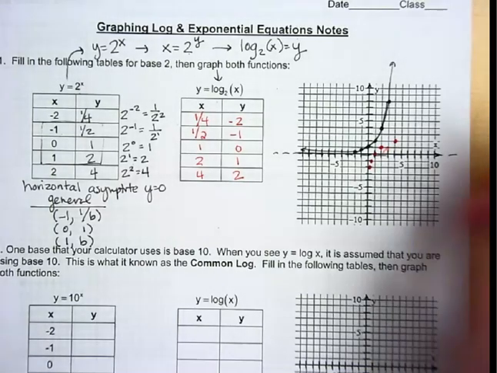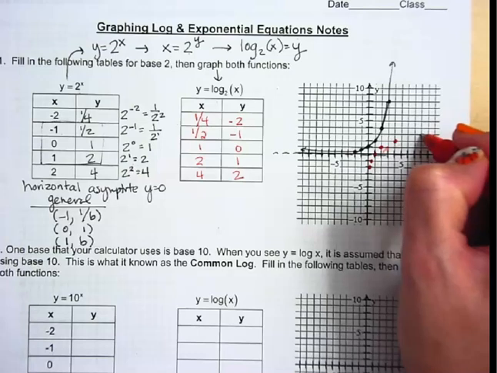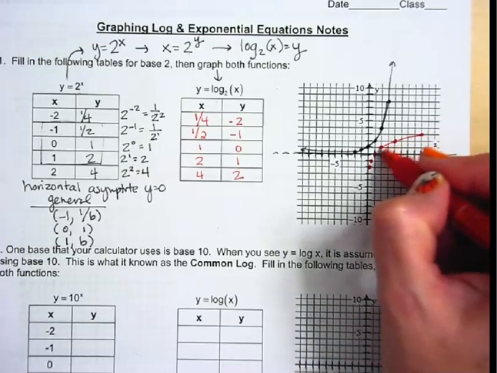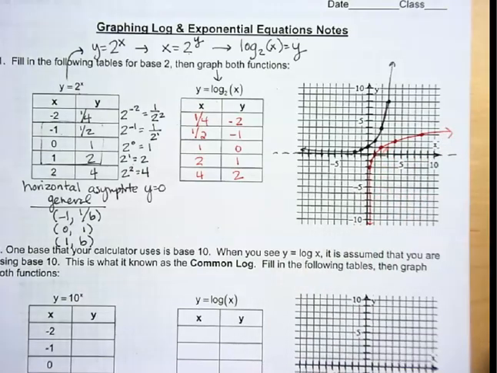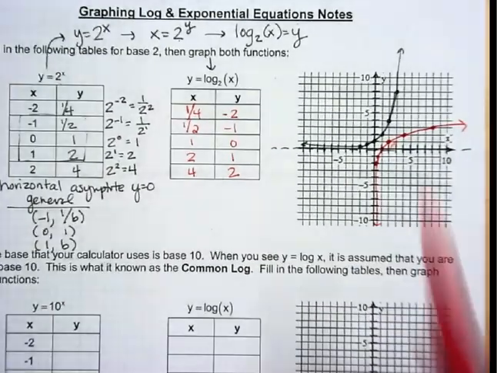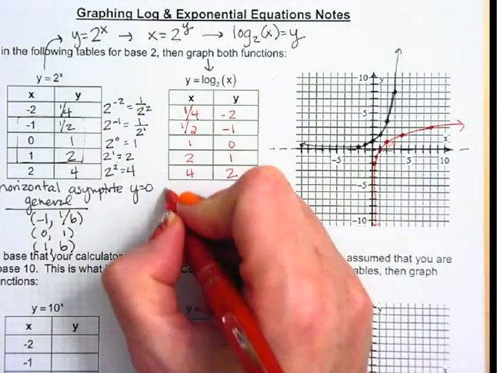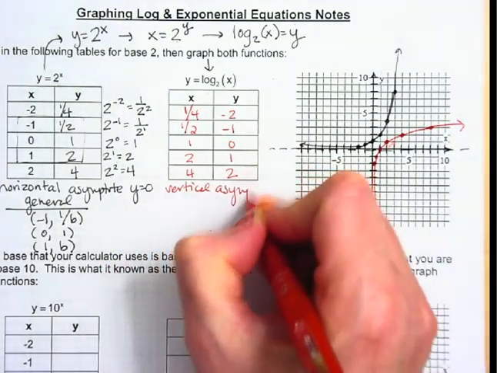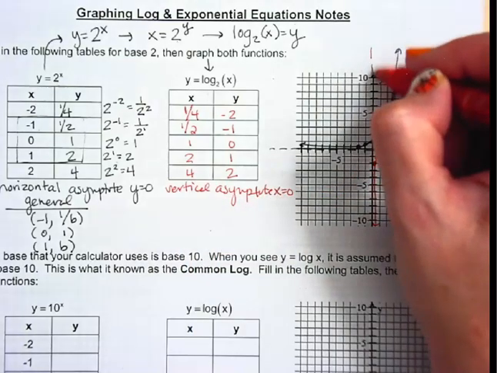And we would also have a point at 8, 3. That's not part of our table though. So here's how log looks. And in this situation, we don't have a horizontal asymptote, we have a vertical asymptote at x equals 0, which is right here.